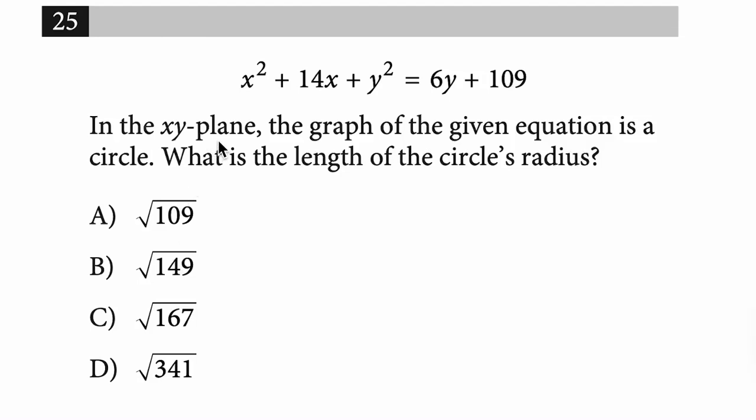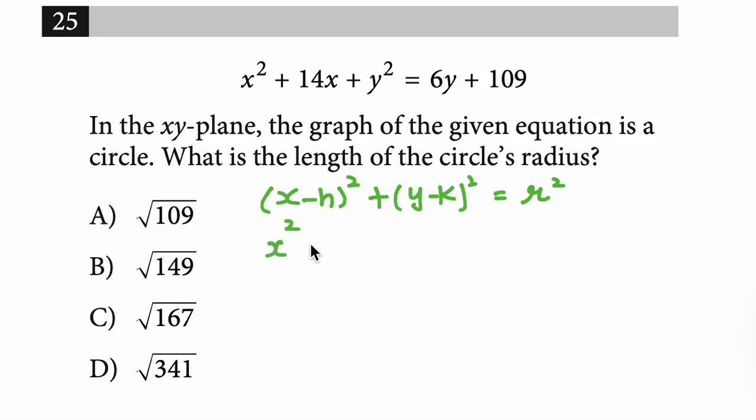Now, in question number 25, x squared plus 14x plus y squared minus 6y is equal to 109. In the xy plane, the graph of the given equation is a circle. What is the length of the circle's radius? Okay, the equation of the circle is x minus h whole squared plus y minus k whole squared is equal to r squared. Now my equation is not in this form, so that means I have to convert it.